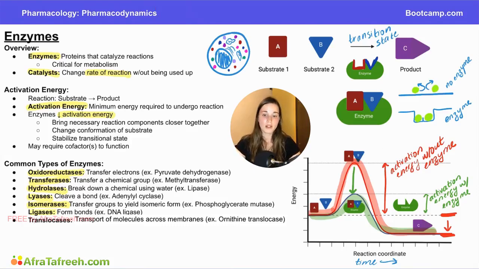Ligases help form bonds. For example, DNA ligase helps DNA form phosphodiester bonds and is important for both DNA repair and replication. And finally, translocases are enzymes that are responsible for transferring molecules across the plasma membrane, such as ornithine translocase, which transports ornithine from the cytosol to the mitochondria as part of the urea cycle. You'll notice that all of these enzymes have a name that ends with ase. And in fact, enzymes are often named after the substrate that they are acting upon with the suffix ase added on. So for example, lipase is an enzyme that acts on lipids.